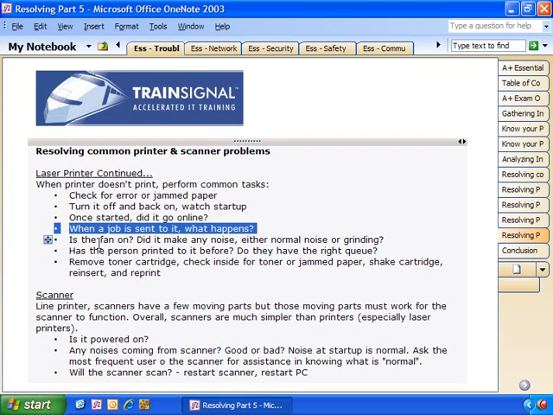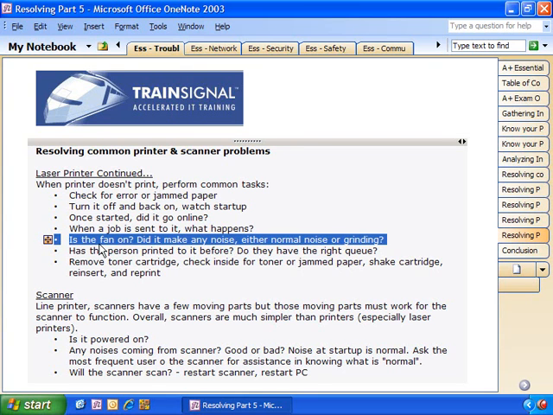Now, when a job is sent to it, what happens? Does the printer receive the job? Does it say job received, processing job, and does it act like it's going to print? Is the fan on? Many times bigger laser printers will have fans that cool the laser printer. If the fan's not on, just like a PC, the laser printer could be overheating. Did the printer make any noise when it tried to print? Did you hear a grinding noise, or was it just normal noises?